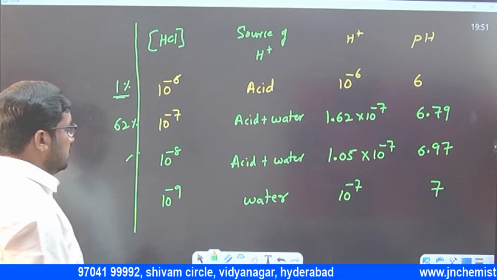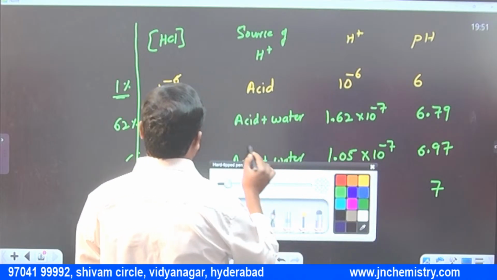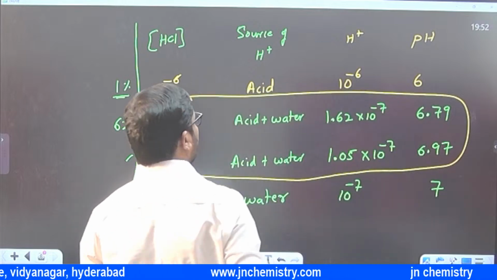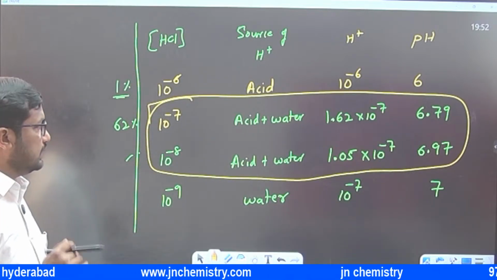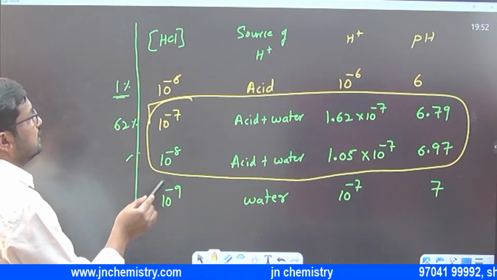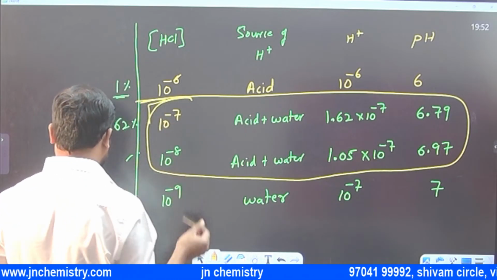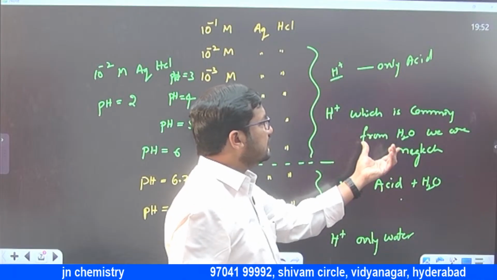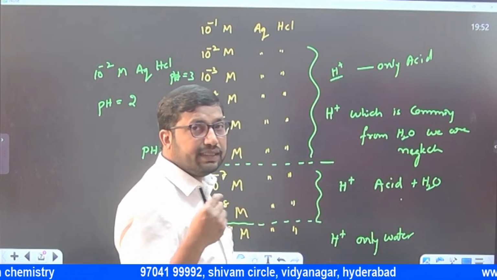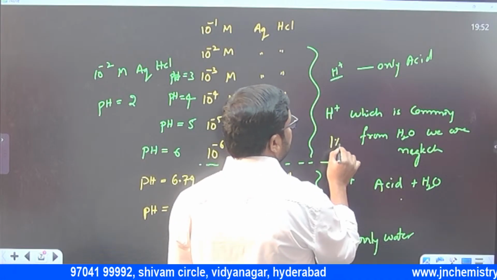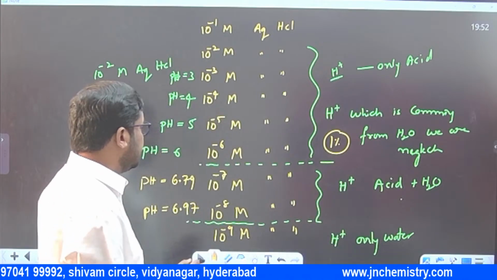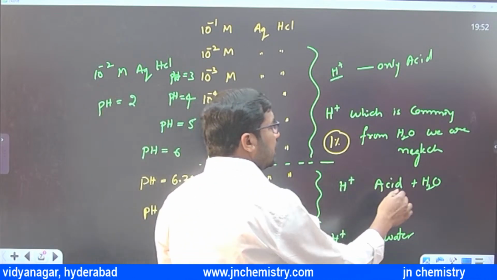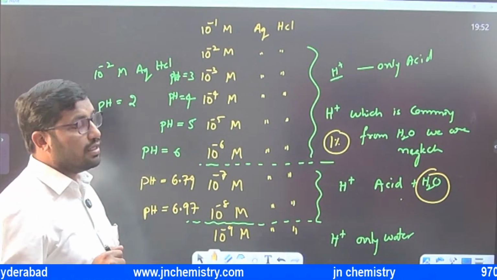So they are asking the questions from this particular area here. This area. Put 5 star. Because here we are neglecting up to 10 to the power of 6. I told you, up to 10 to the power of 6 we are neglecting the H plus which is coming from water, because the percentage of error is less than 1%. In 10 to the power of minus 6, minus 7 and minus 8 cases, the percentage of error is more than 62%. That's the reason we are considering the H plus which is coming from the water also.